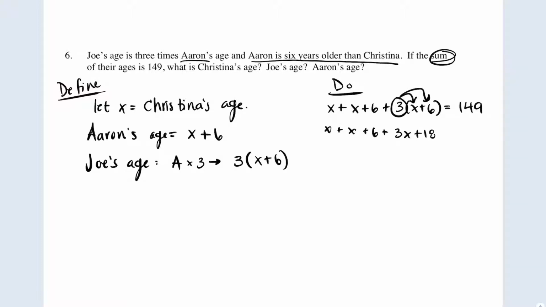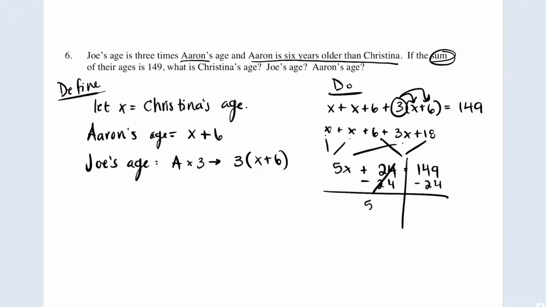And there we go. I notice that I have 3 terms with x's in them, so I'm going to combine them because I'm adding all of them. x plus x is 2x plus another 3x is going to give me 5x in total. And then I can add my 6 and 18, which is 24. Now I have a 2-step equation I can solve. So let's go ahead and subtract 24 from both sides.